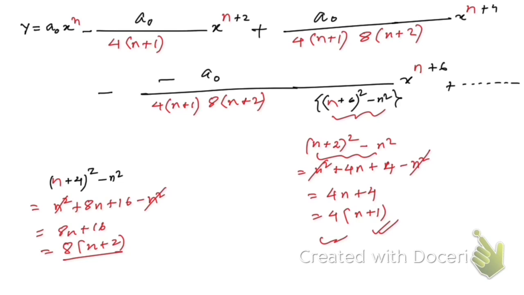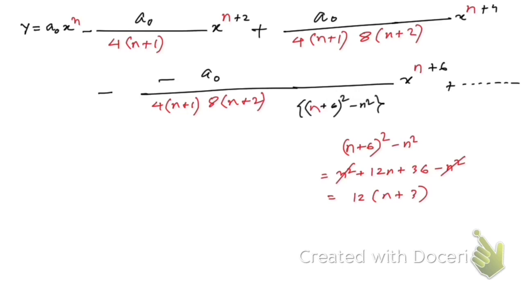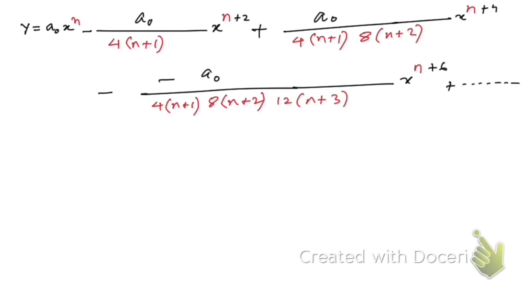First let me clean these things. n plus 6 whole square minus n square, that's going to be equal to n square plus 12n plus 36 minus n square. So n square is gone. Again 12 is taken common, so this can be replaced by this value: 12 into n plus 3, right? Hope you have understood this. So this is what we have got.